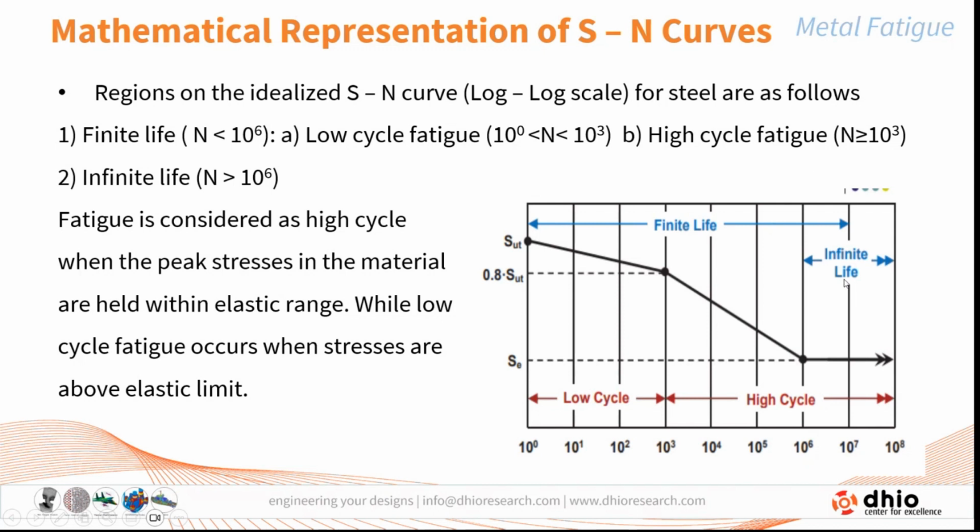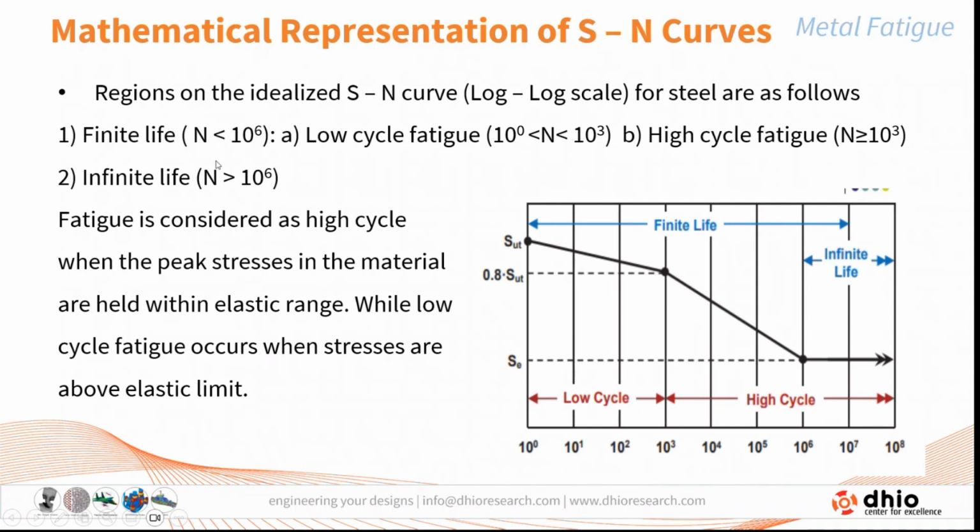Nowadays, everybody expects a little bit more. That is, up till 10 raised to the power of 7 cycles is considered the limit at which the endurance strength is considered. Up till that, you call that a finite life. Anything which is going to sustain more than that is going to be infinite life.